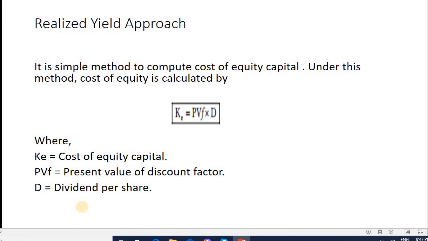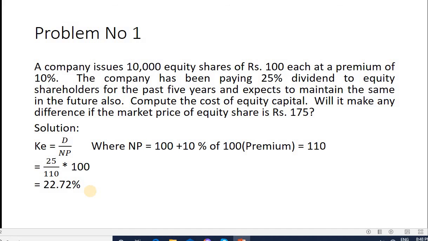In the realized yield approach, here we are computing the cost of equity by the formula PVF × D, where PVF is the present value discount factor and D is dividend per share. So, let's take some problems based on equity capital.